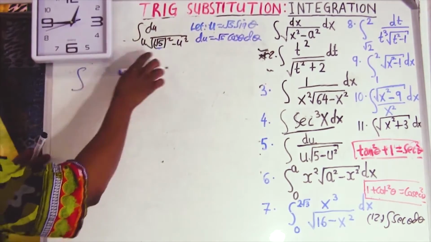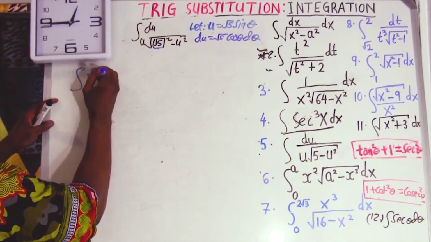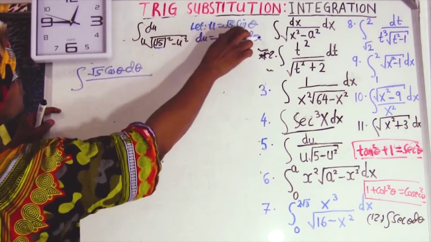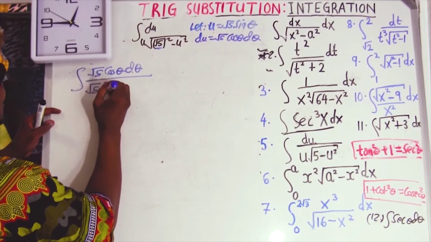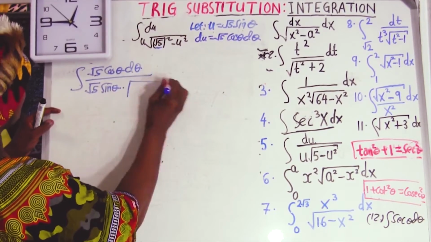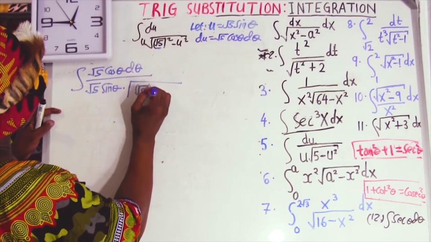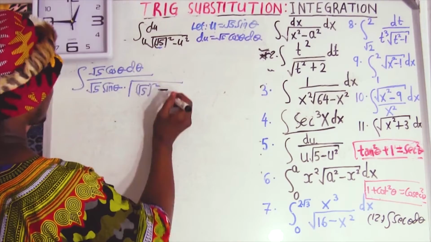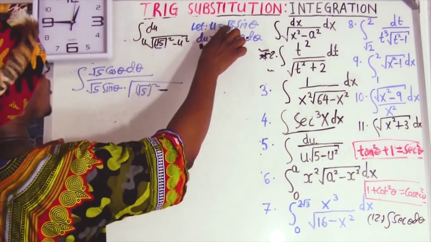Substitute back. So integral du, what is the du? Du equal to square root of 5 cos theta d theta, and then over u, our u we know, square root of 5 sine theta, times square root of 5 bracket minus u square. What is the u square? U square equal to that one.